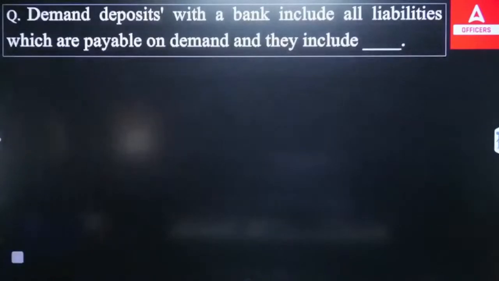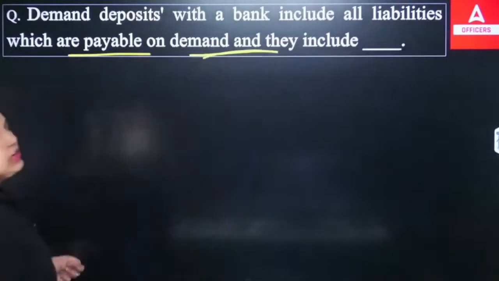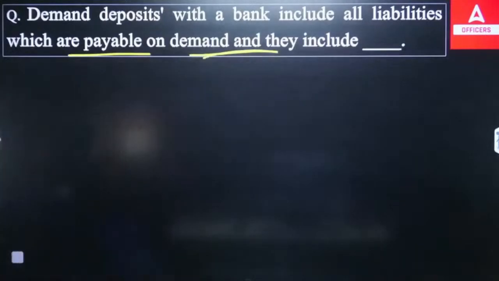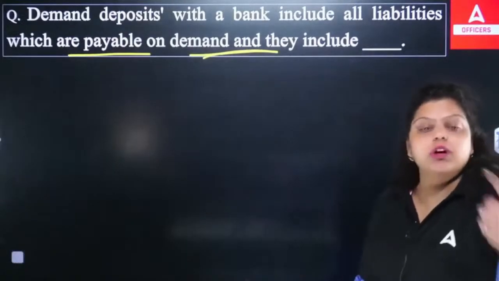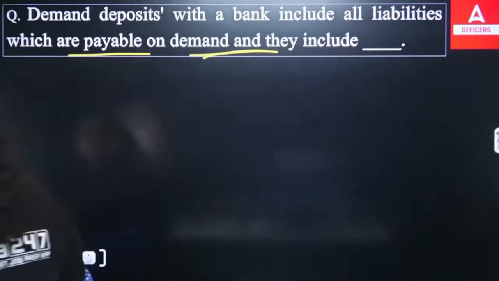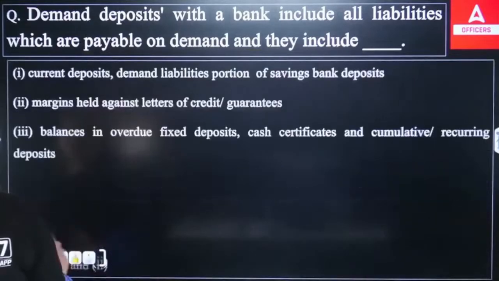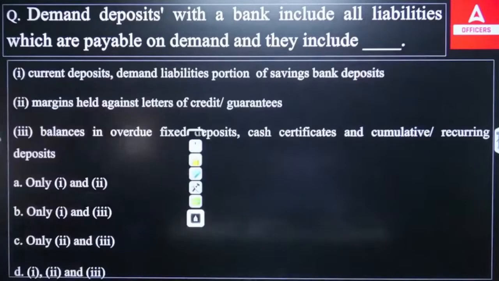Demand deposit with a bank includes all liabilities which are payable on demand, and they include dash. The demand deposit with a bank includes all the liabilities which are payable on demand. So what will they include? Options are these. Let me know which will be included here. So demand deposit with a bank includes all the types of liability which are payable on demand.